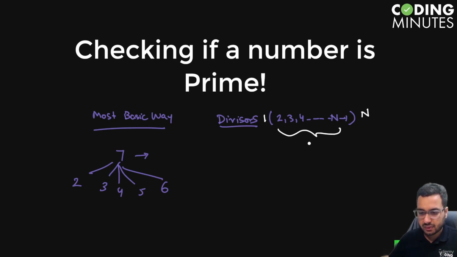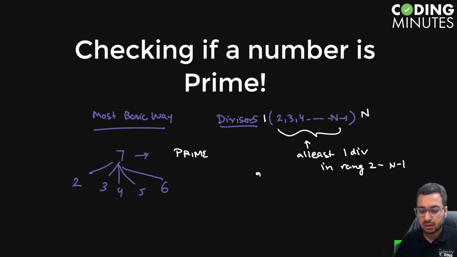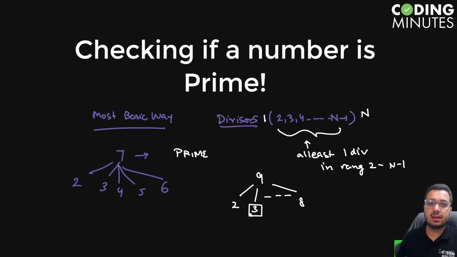If you find at least one divisor in the range 2 to n minus 1, then you can simply say this number is not prime. Otherwise, you can say this number is prime. For example, for the number 9, you will easily find a divisor 3, which lies in the range 2 to 8. So 9 is divisible by 3, hence 9 is not prime.